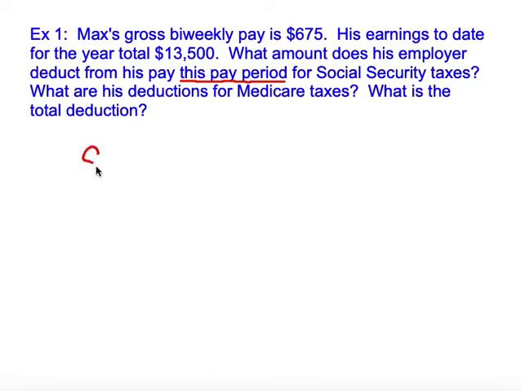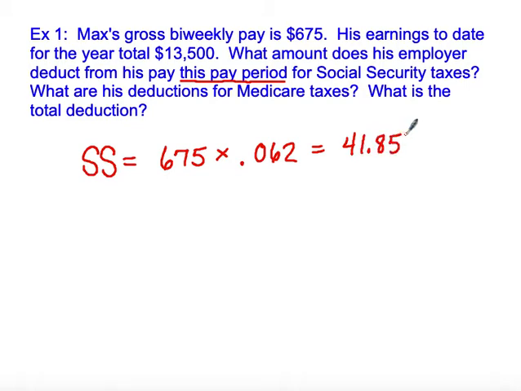So I'm going to start with Social Security. So we're going to look at his pay of $675 and we're going to multiply that by 6.2% because that's what Max is obligated to pay. His employer will pick up the other 6.2%. So we're going to multiply that $675 times 0.062 for a total of $41.85 that's put into his retirement fund.